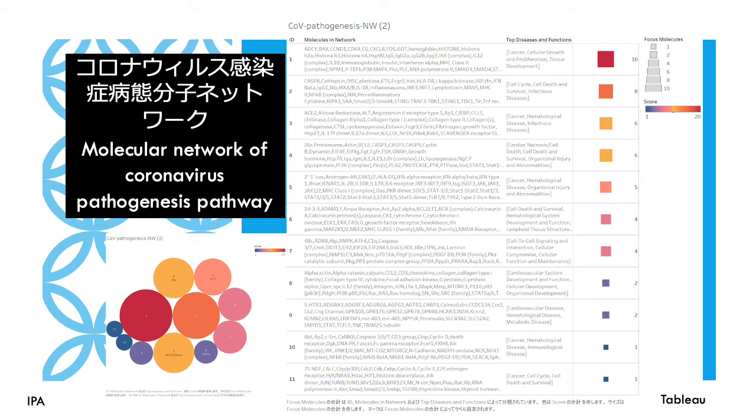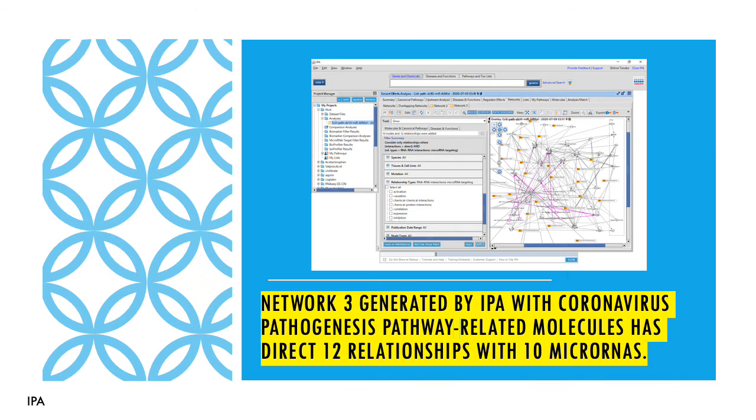This is a molecular network generated using molecules related to the pathogenesis of coronavirus. These are networks associated with infectious disease, and the third network contains ACE2. In detail, this network 3 involves microRNA, like this pink line, and the relevant existing drugs are labeled in orange.